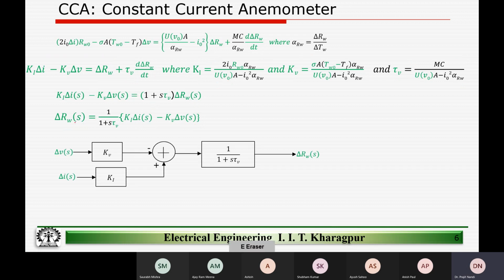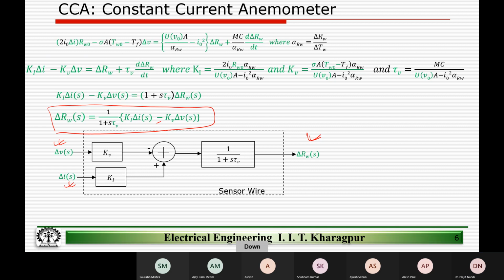So now that we have come up with this expression, I am representing this mathematically in a block diagram form, and it's the same thing. You can see Kv. If I multiply this with the change in velocity or the change in current, this is nothing but just a mathematical operator addition, and multiply this with the time constant, we get delta Rw, the change in the resistor, right? So essentially what we have done is we have come up with a sensor wire model.